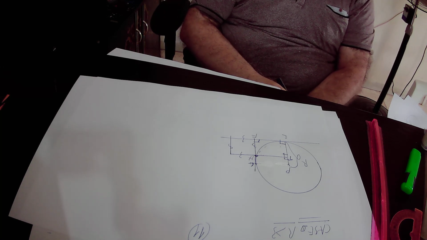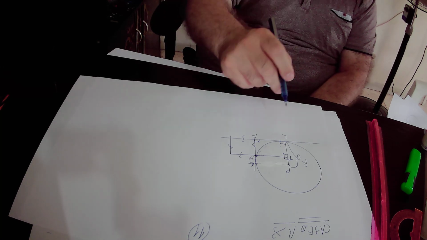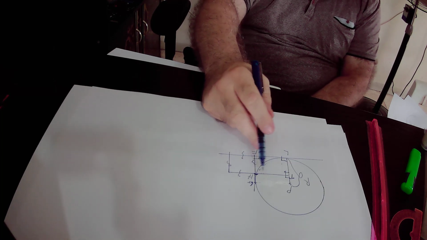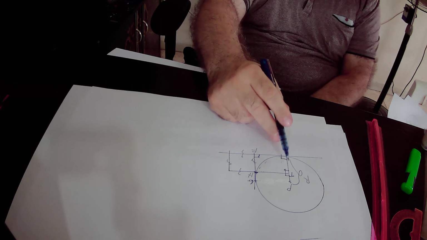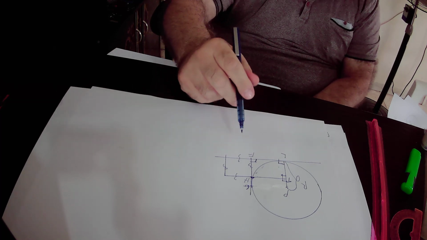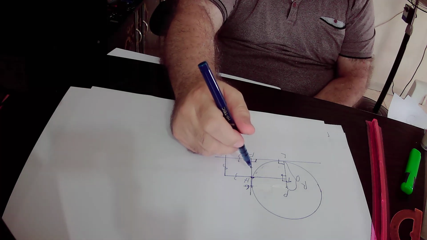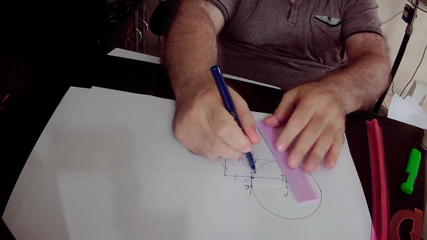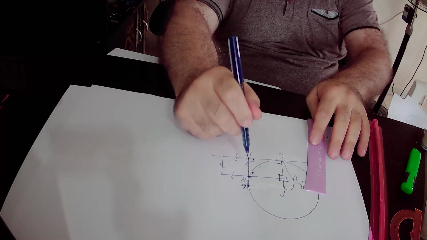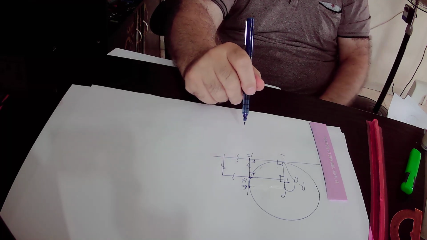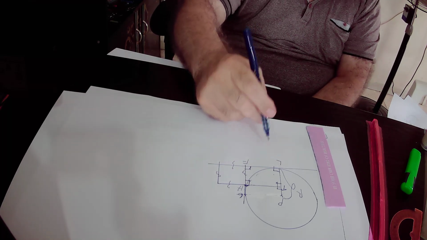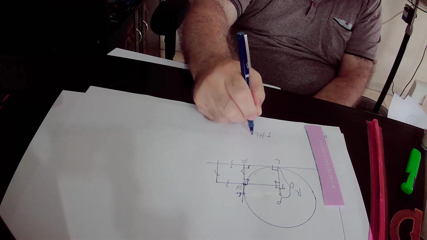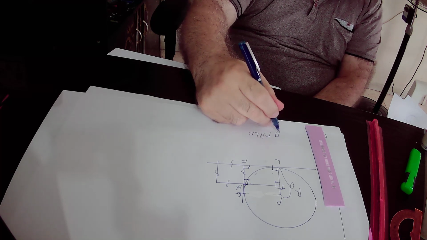So inside quadrilateral THLF, we have 1, 2, 3 right angles. Therefore, the fourth angle must also be equal to 90 degrees. So quadrilateral THLF has 4 right angles, therefore quadrilateral THLF is a rectangle.